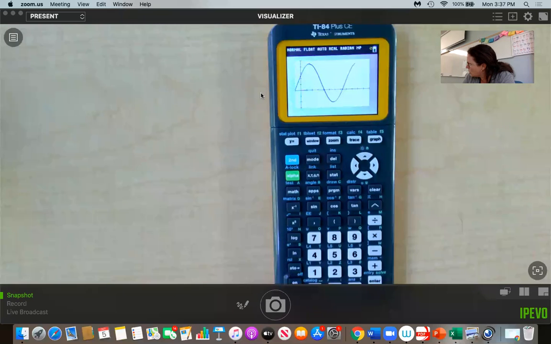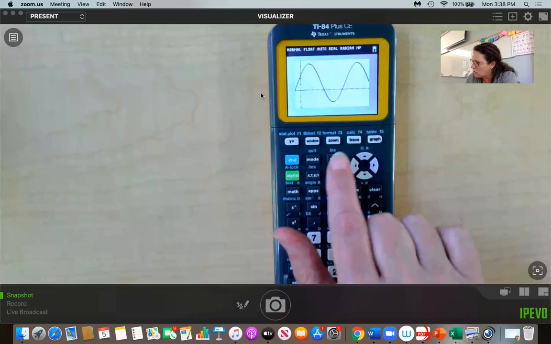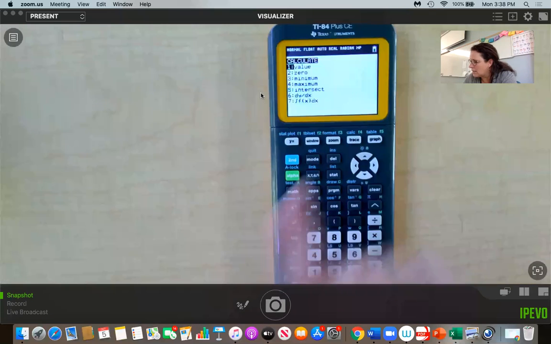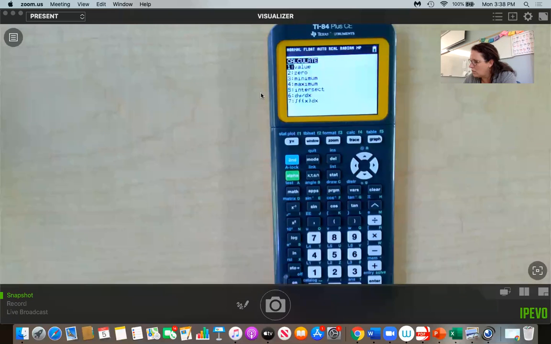The second question says to use the calculate value feature to find f of 6 and f of 14. So f of 6, that's function notation. It means you're trying to find the value of the function. It's the y value or the output when the input is 6. So you can use the calculator menu. You're going to press second and trace, and that's going to take you to the calculate menu. You want to pick value, which is the first one. It's highlighted already, so I can just press enter.